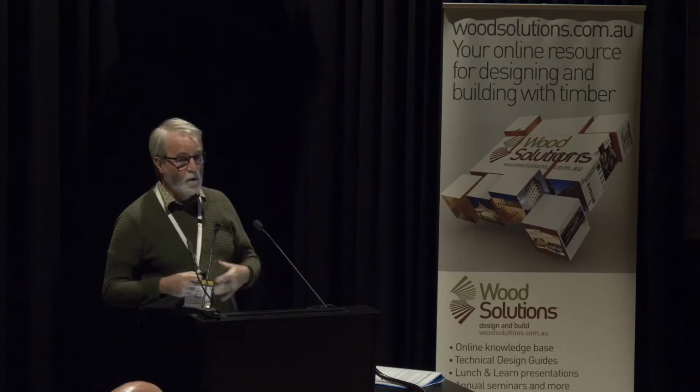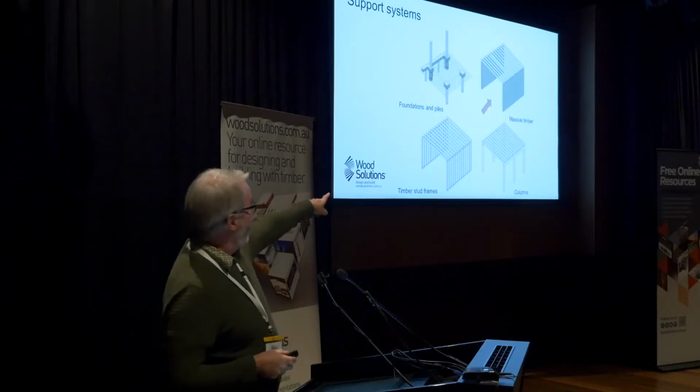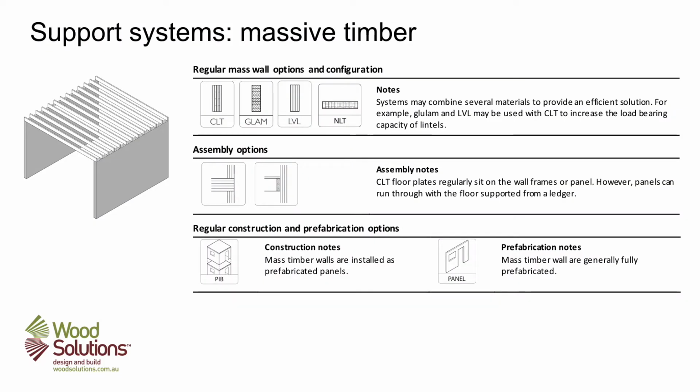We then need support systems for our floors, our floor systems and the beams. And in this case, we might look at a massive timber one. Therefore, there's a range of massive timber options that we can use in a wall system. We can use CLT, we can use glulam, we can use LVL, we can use nail laminated timber. Each one will have particular properties, particular aesthetics, and particular economics.